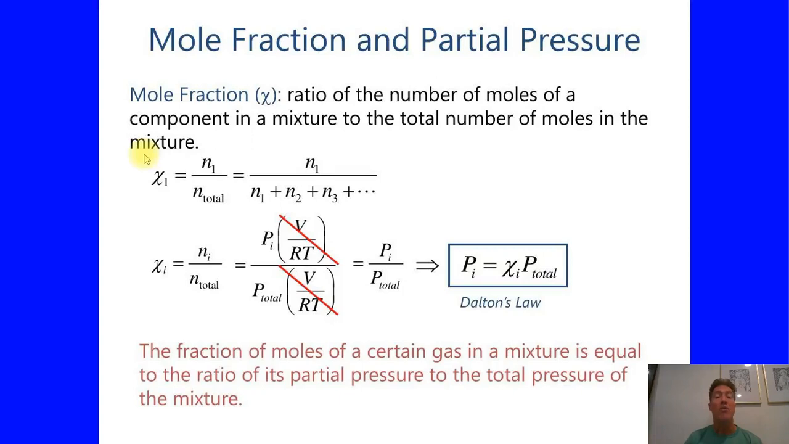The mole fraction, that's the number of moles of one component in the total mixture, is going to be the same as the partial pressure fraction or ratio. And here's the math on that, but just rest assured, the mole fraction is going to be the same as the partial pressure fraction.